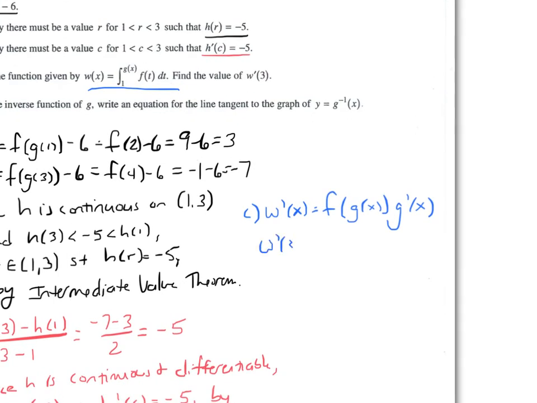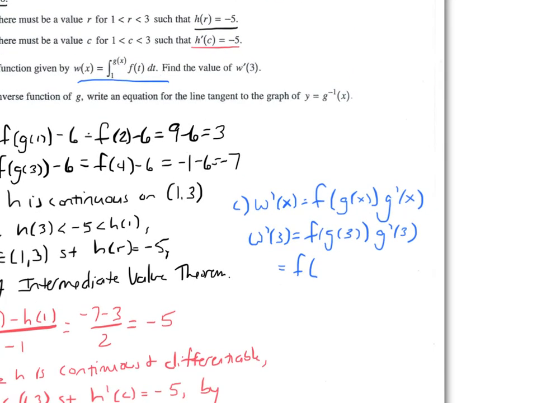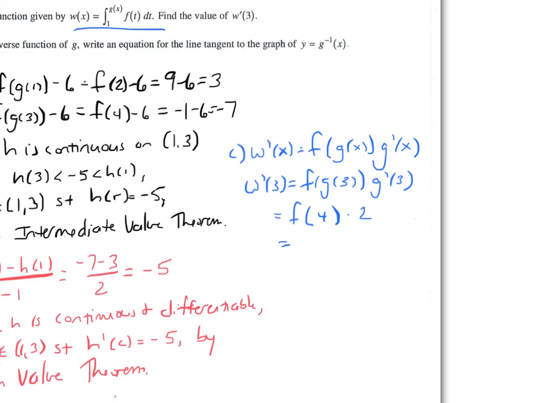So at 3, w prime of 3 is f of g of 3 times g prime of 3. So g of 3 is 4, and g prime of 3 is 2. And f of 4, back to the top, here is f of 4 is negative 1. So we've got negative 1 times 2, which is negative 2. So w prime of 3 is equal to negative 2. All right, last part over here. Whoops, let's undo that line.